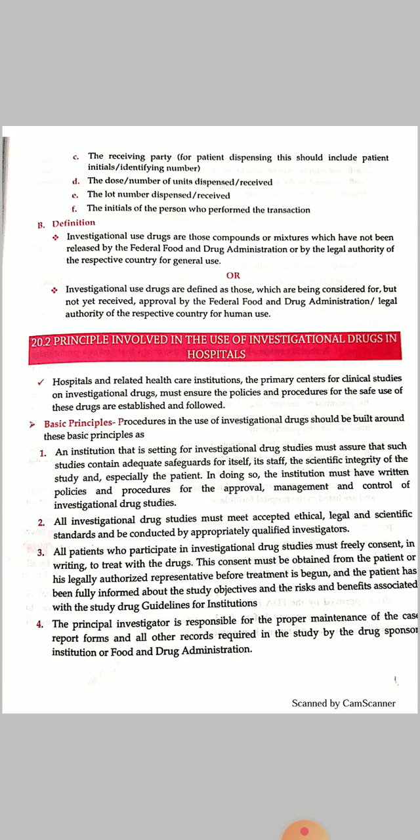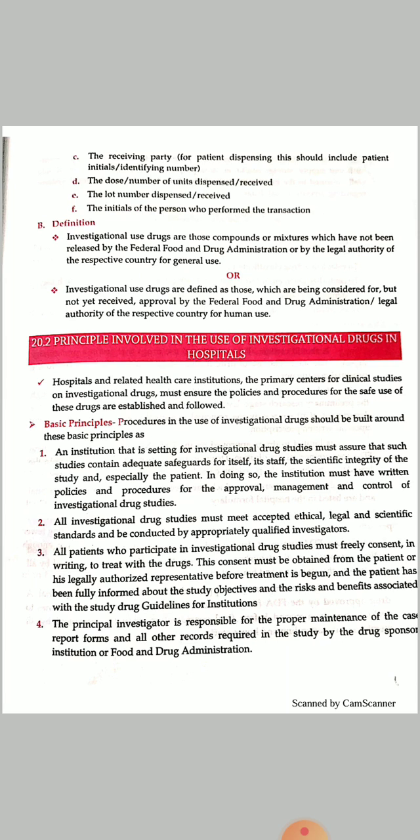So there are five basic principles involved in the use of investigational drugs. An institution that is acting for investigational drug studies must ensure that such studies contain adequate safeguards for itself, its staff, and the scientific integrity of the study, and especially the patient. So in doing so, the institution must have written policies and procedures for the approval, management, and control of investigational drug studies.